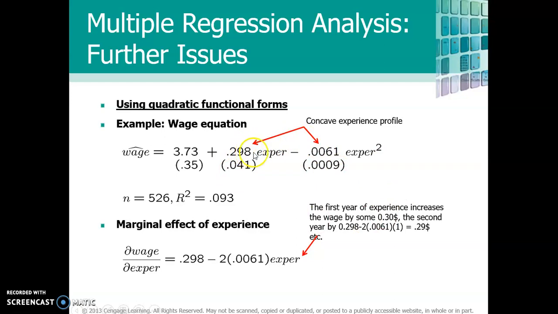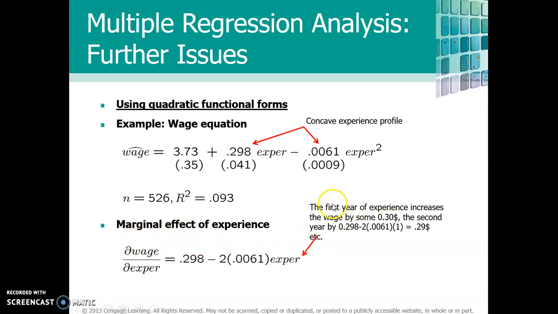We can see that experience actually appears in these two expressions. So if we take the derivative of wage with respect to experience, we have this value of 0.298 as the derivative of the first expression, then minus, of course, here we have to apply the power rule because we have experience squared. So we bring the power down such that we have 2 multiplied by 0.061, which is the coefficient of experience squared. And that will give us the marginal effect of experience on wages.